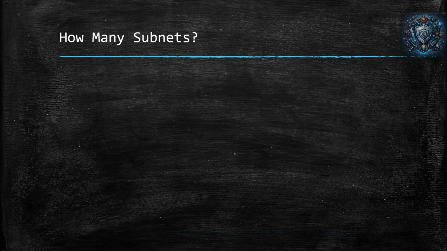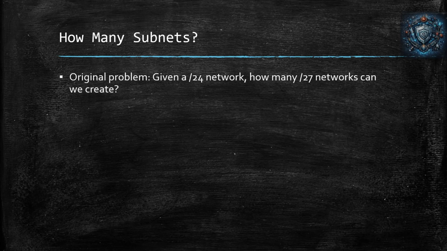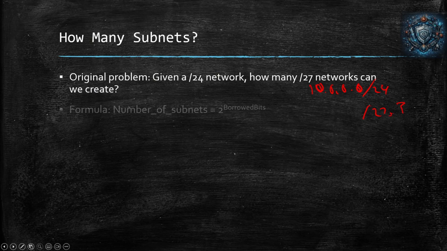The next question we need to solve is how many subnets do we get based on a given problem? Let's say we're given an exam question that says, given a certain /24, how many /27 networks can we create? Let's say we're given 10.0.0.0/24. The question is, how many /27s? Well, to do this, we're going to take 2 and raise it to the power of the number of borrowed bits that we have.